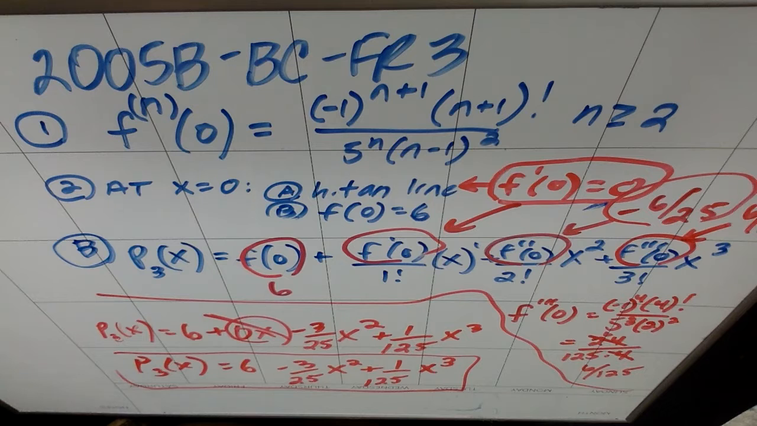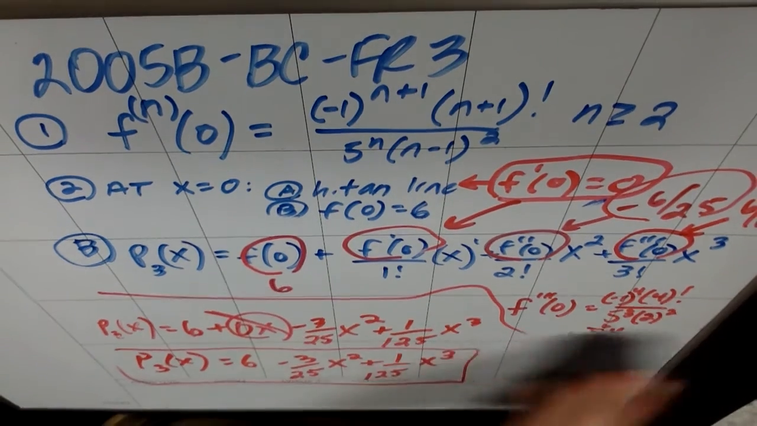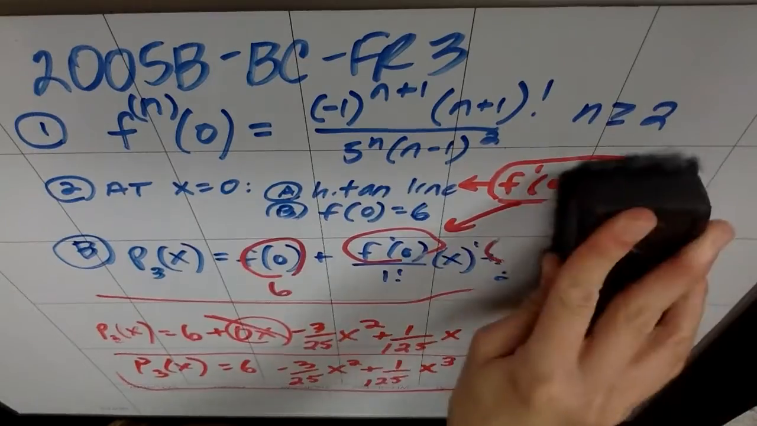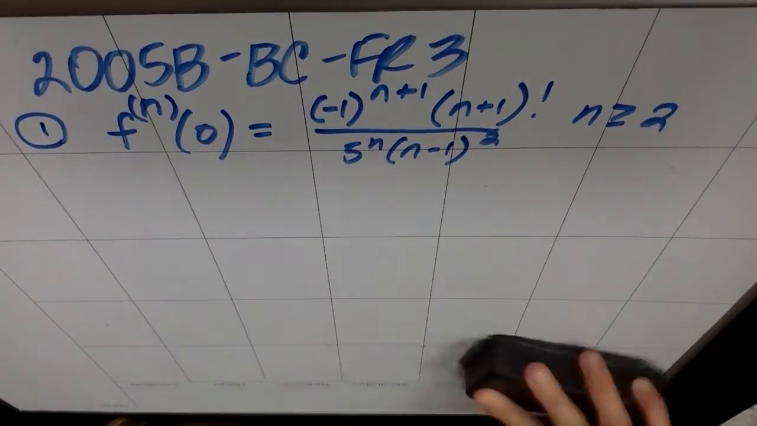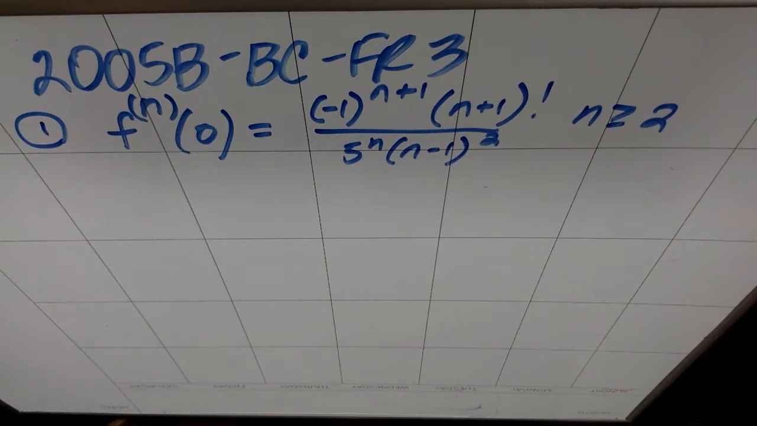I should double check that they didn't ask me to do anything with it. They did not. They asked me to write the 3rd-degree Taylor polynomial, and that was it. Lastly, part C. Part C is going to ask me to find the radius of convergence for the Taylor series for f about x equals 0. Show the work that leads to your answer.